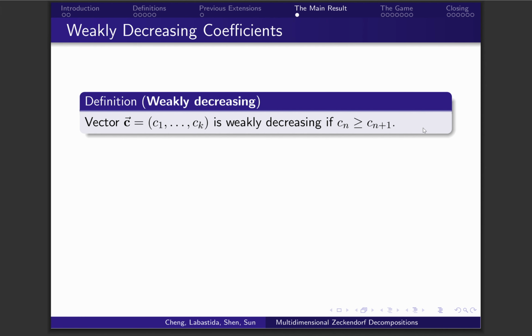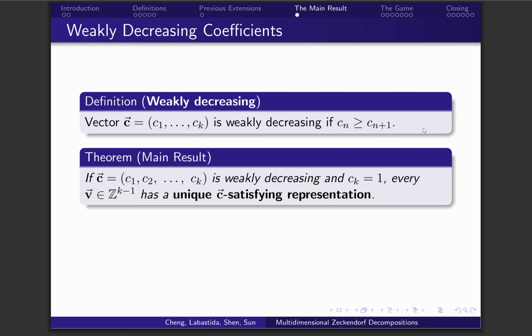This brings us to our main result. First, let me show you the definition of weakly decreasing. Vector c = (c_1, ..., c_k) is weakly decreasing if c_n is greater than or equal to c_{n+1}. And our main result is: if vector c = (c_1, c_2, ..., c_k) is weakly decreasing and c_k = 1, every vector v in Z^{k-1} has a unique vector c satisfying representation.